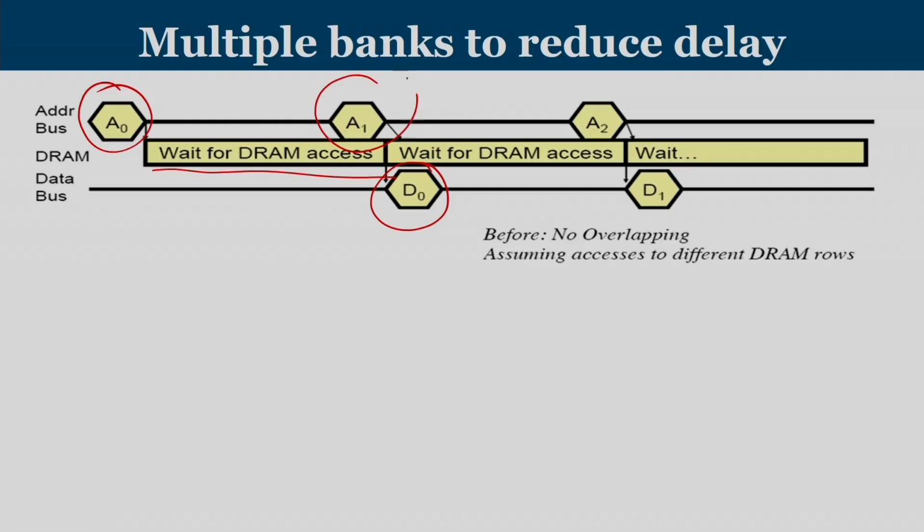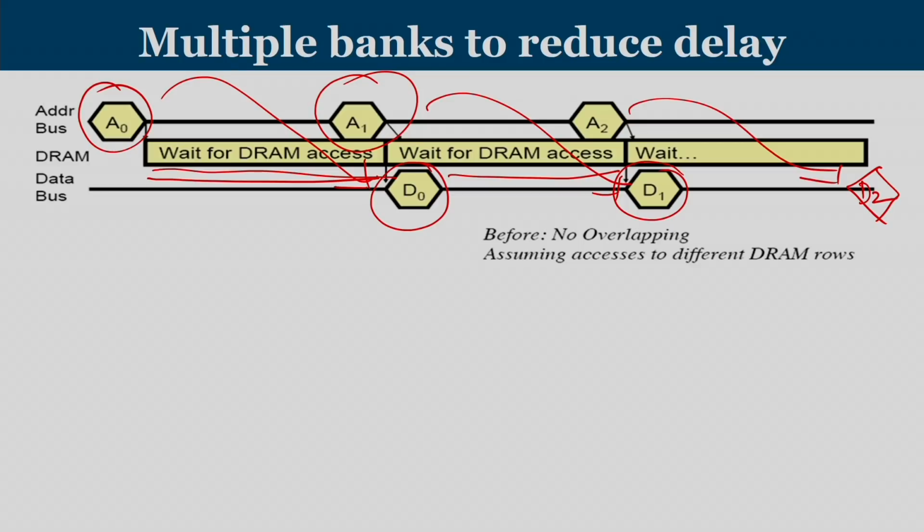Let's say you give another address. It takes a lot of time because for the same thing you have to precharge, row address strobe, column address strobe, and then data D1. D1 corresponds to the data of A1 and D0 corresponds to the data of A0. Similarly, you have A2, which will give you the data D2. We can see that after the address is given, there is some time delay in returning the data. This is basically the controller latency, or the queuing delay, the scheduling delay, the bus transfer time, and the time to give the row address strobe, column address strobe, and precharge signals.